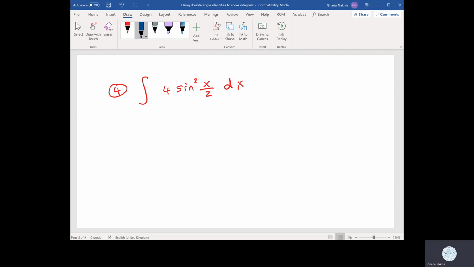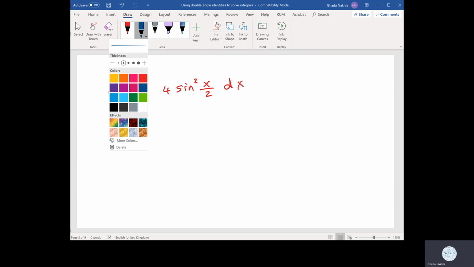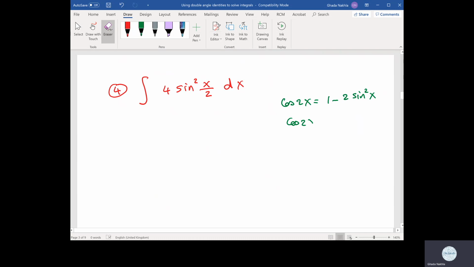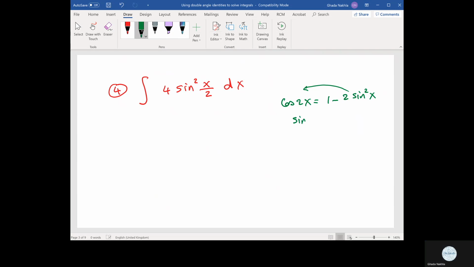Let's recap, instead of scrolling up and down, some of those identities. One of them is cos 2x, and cos 2x is 1 minus 2 sine squared x. Okay, so let's manipulate this a little bit. So sine squared x is equal to 1 minus cos 2x over 2.